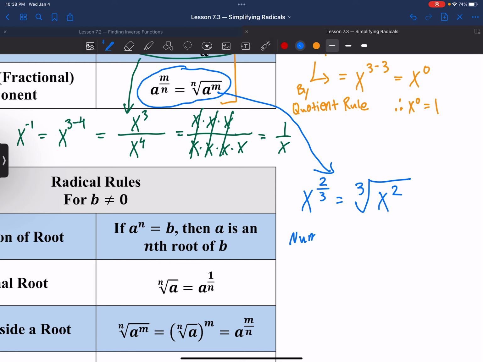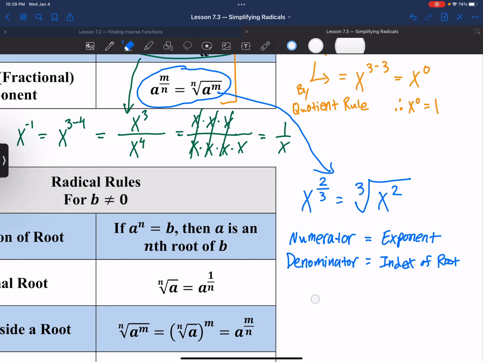The numerator is the exponent, and the denominator is the index of root. And remember, we talked about index in the last video, right? The nth root of something, blah, blah, blah. The index is the little number there, okay? So burn that into your brain. You must know that by heart. You must know it fluidly and be able to go back and forth between these things.